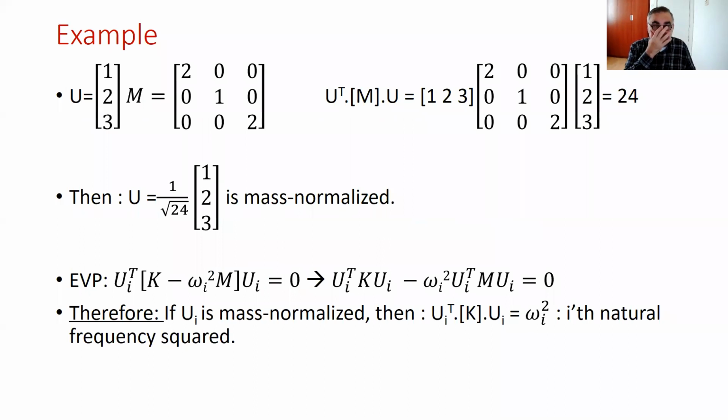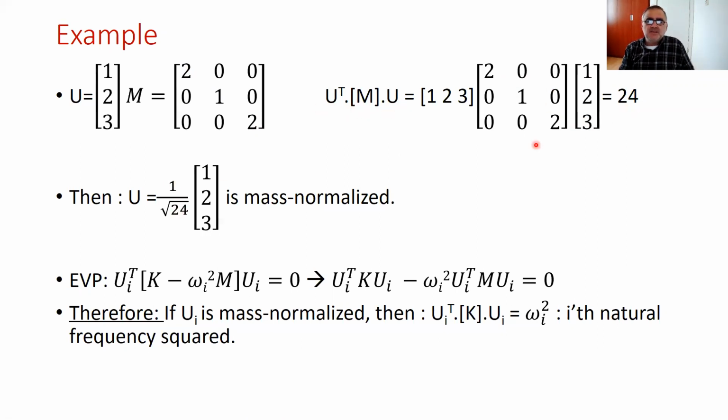For example, this is just an example, if you have u equal to [1, 2, 3] as your mode shape, not normalized, and your mass matrix happens to be [2, 1, 2] in the diagonals. Now, if you do this triple product, U transpose M U, it's a little bit involved, but not much. You can do it even by hand. You will eventually get 24 out of this thing.